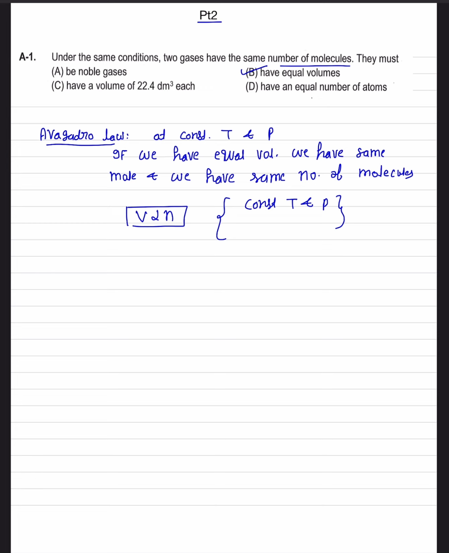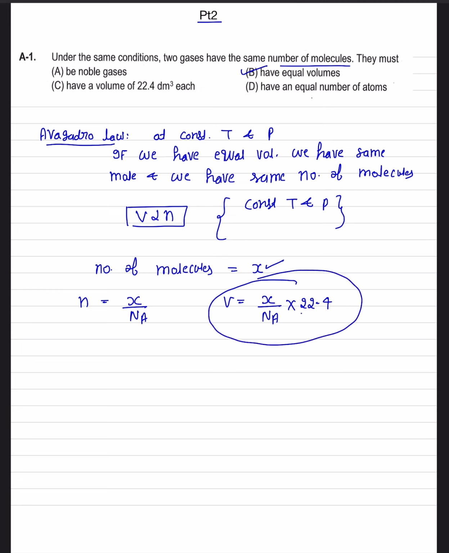If the number of molecules is the same, obviously the mole will be the same. For example, if I say the number of molecules is X, I am comparing two gases, that is X, same. So mole will be how much? X by Na, yes or no? Clear? Then volume will be X by Na into 22.4. So if the X value is the same, this value will be the same for everything, because 22.4 is a constant value and Na is a constant value. Got it? So that way we got the answer.